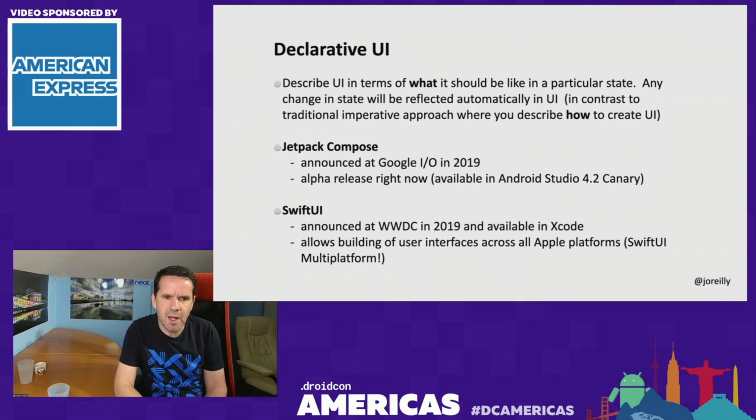So just a bit of background. Jetpack Compose was announced at Google I/O in 2019. It's an alpha release right now, available in Canary versions of Android Studio. SwiftUI was announced a couple of weeks after that at WWDC. It was at a much more advanced stage of development, available for download in an Xcode beta that evening. That's what got me started down this path a little bit. It's described as allowing building of user interfaces across all Apple platforms. And it's interesting, maybe in the Kotlin world we talk about Kotlin Multiplatform, but there's something called SwiftUI platform.